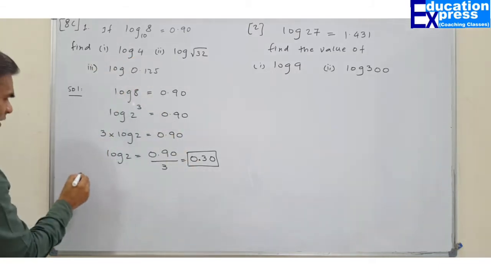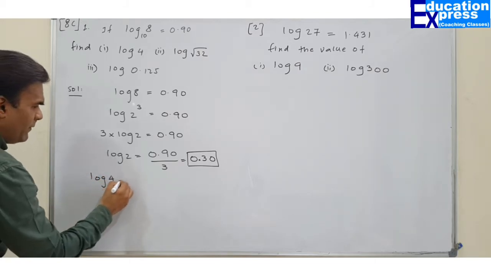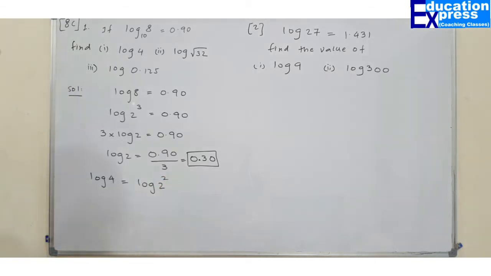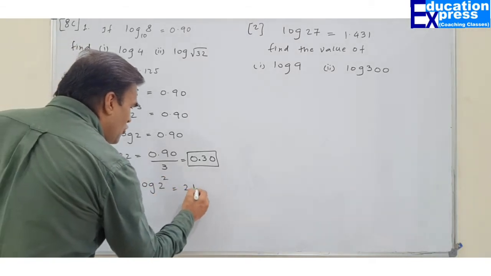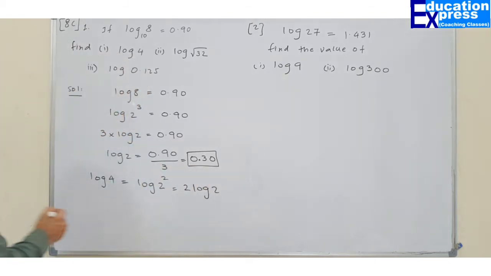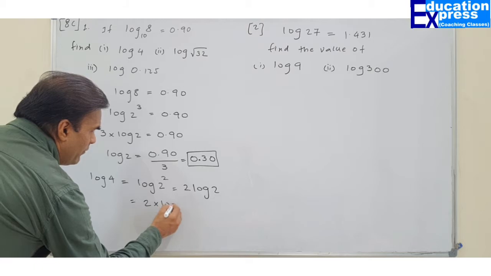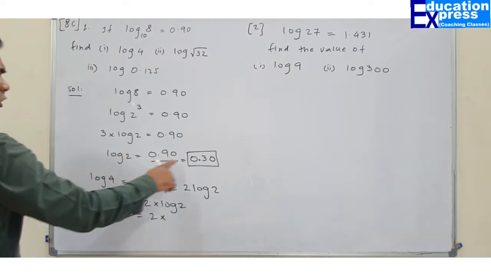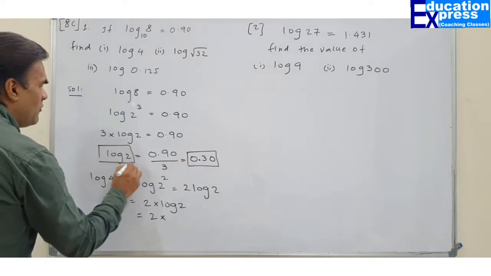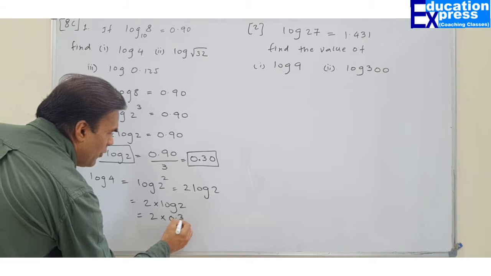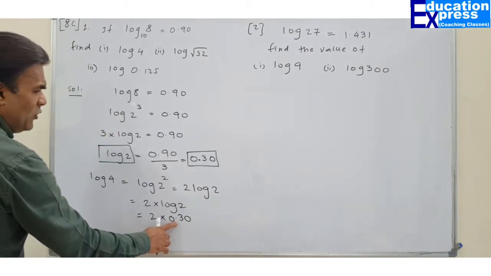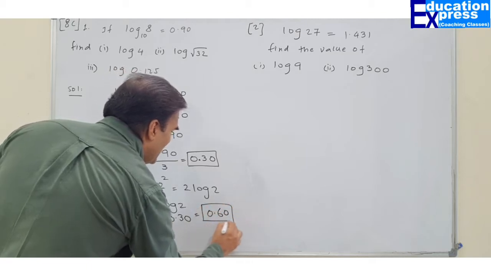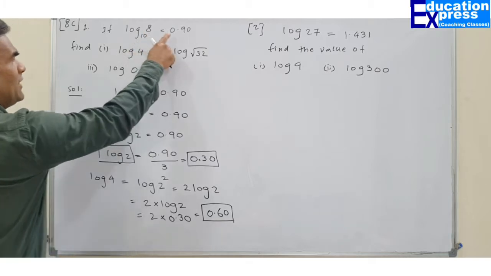Log 4 can be written as log 2 square. So this can be further written as 2 log 2. And 2 into log of 2 means 2 multiplied by the value of log 2. Sir, the value of log 2 is found by us as 0.30. 2 into 0.30 would mean 0.60.